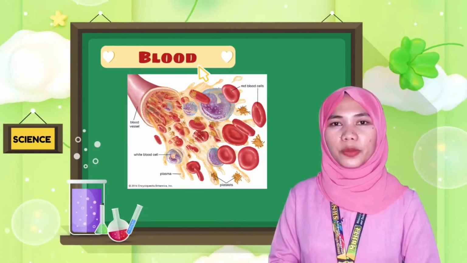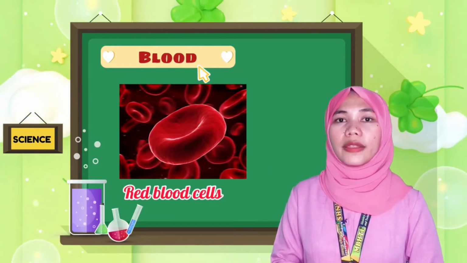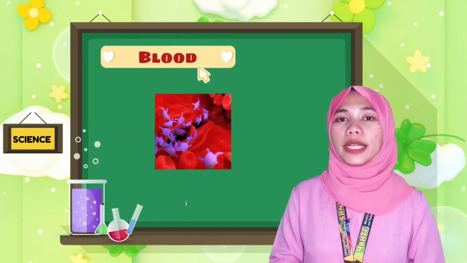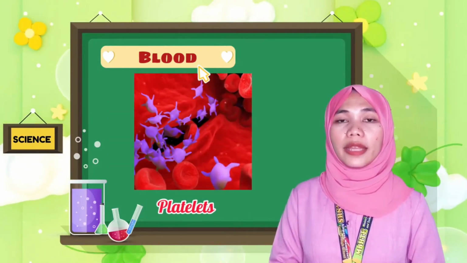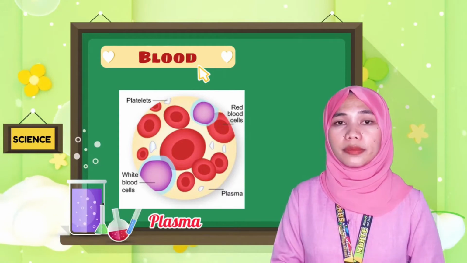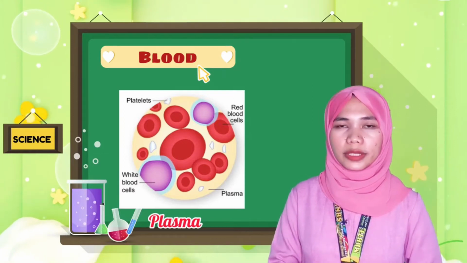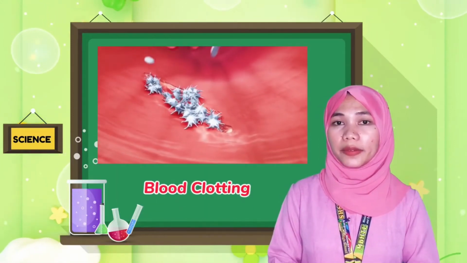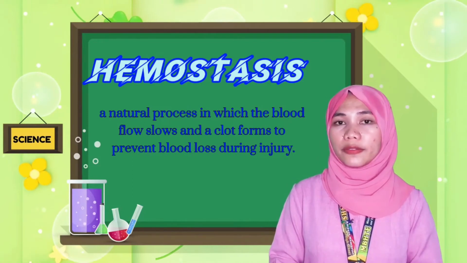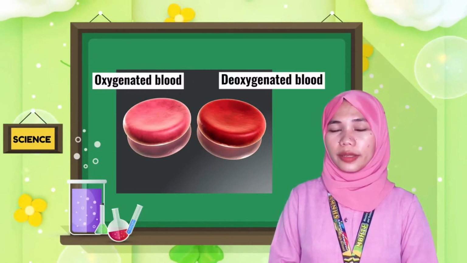The whole blood has specific components: the red blood cells that carry oxygen and carbon dioxide, the white blood cells that defend our body from toxins and foreign microbes, the platelets that help in blood clotting, and the plasma, which is 90% water, and the other 10% of it is made up of hormones, electrolytes, gases, proteins, and other cell units. Blood clotting by the platelets plays a role in hemostasis. It is a natural process in which the blood flow slows and a clot forms to prevent blood loss during injury.